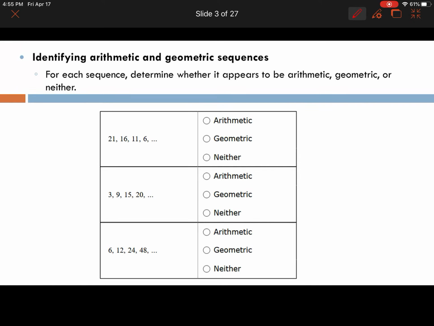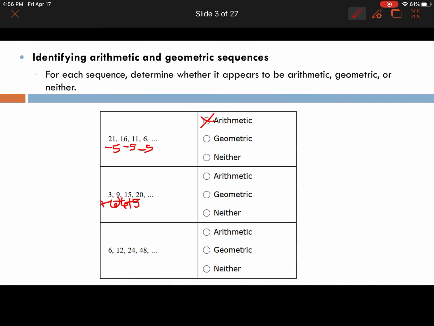Okay, so we look at these. So 21 to 16, we can think about, we've subtracted 5, right? From 16 to 11, we subtracted 5. From 11 to 6, we subtracted 5. So that makes this one arithmetic. So from 3 to 9, we add 6. And from 9 to 15, we add 6. But from 15 to 20, we only add 5. So it's not arithmetic, right?